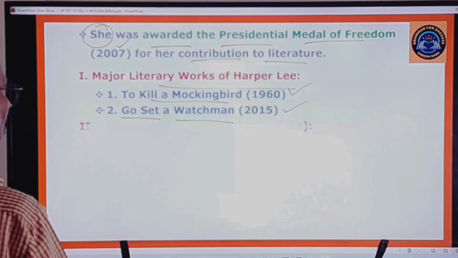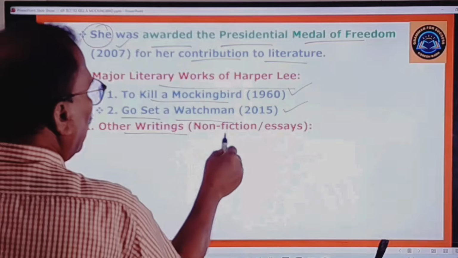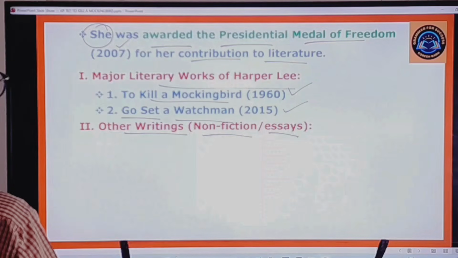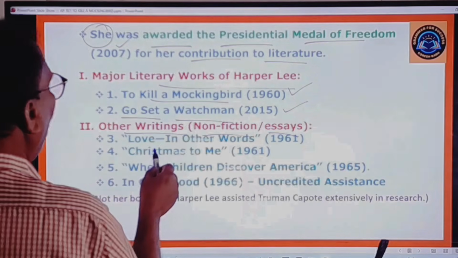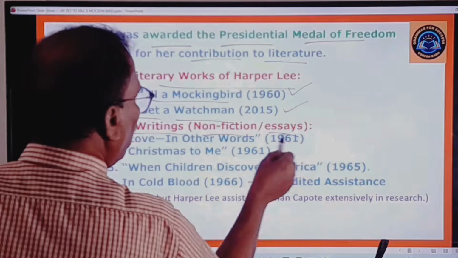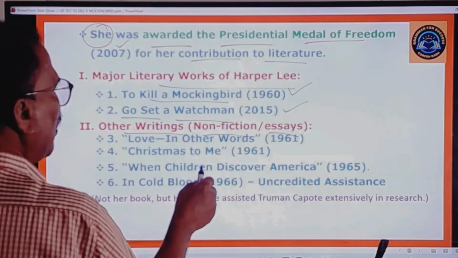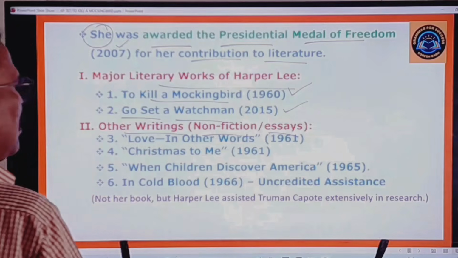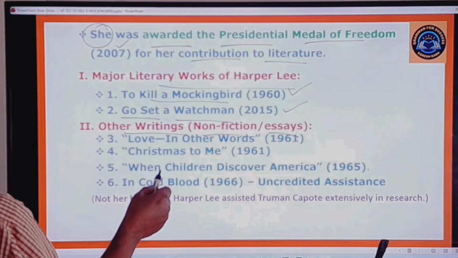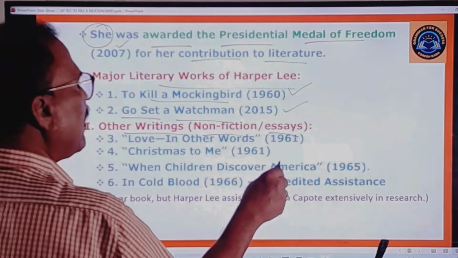Okay, and later on other writings, non-fiction or essays. What are those other writings? Love in Other Words, that was published in 1961, Christmas to Me 1961, When Children Discover America 1965, In Cold Blood 1966, Uncredited Assistance.